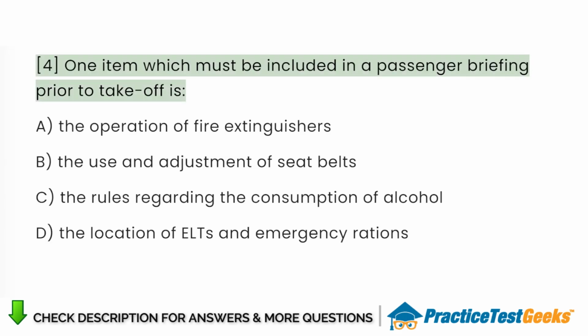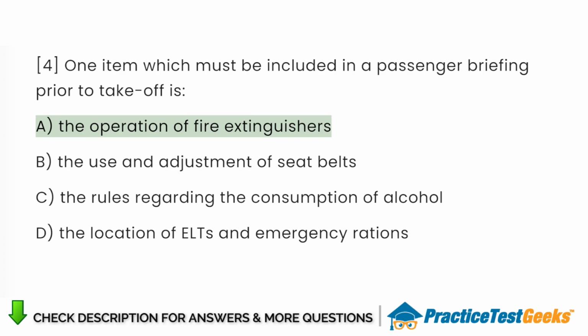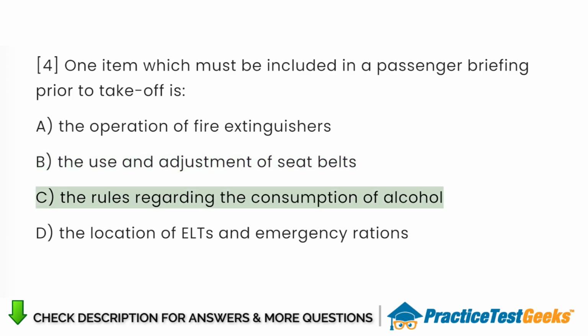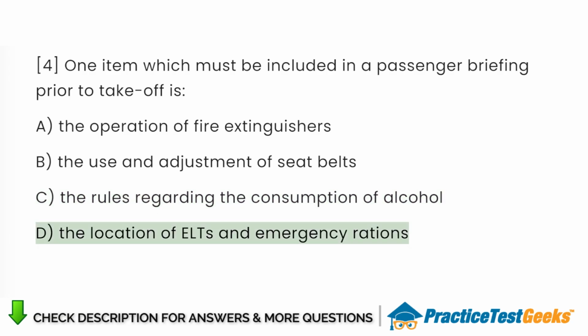One item which must be included in a passenger briefing prior to takeoff is: A. The operation of fire extinguishers. B. The use and adjustment of seat belts. C. The rules regarding the consumption of alcohol. D. The location of ELTs and emergency rations.